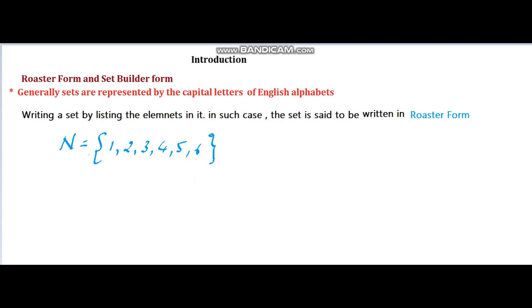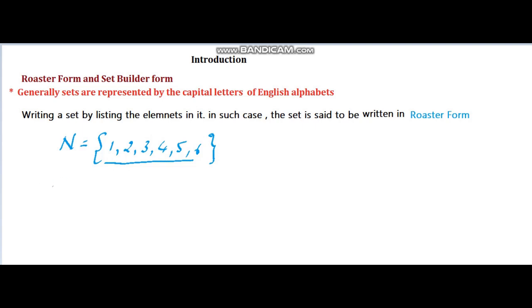See here, once again I am repeating. Here N is the natural numbers and I am writing the elements 1, 2, 3, 4, 5, 6 and so on, but up to here 6 is there. So writing a set by listing the elements, I am listing all the elements here. In such a case, that set is said to be written in roster form. Simply remember, roster form is the actual representation of the set with all elements included.